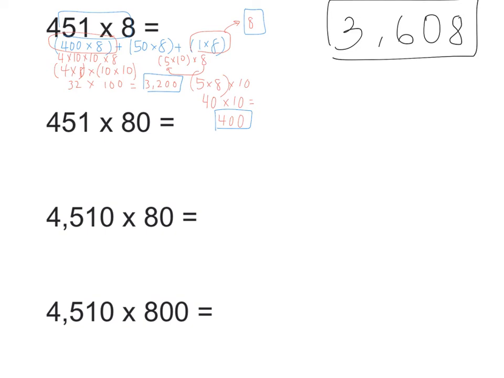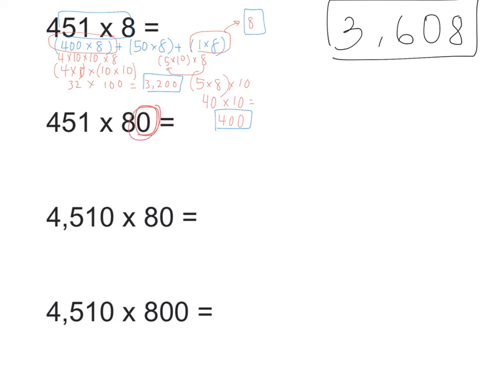Now let's see if we can use that information to solve these next problems. What's the difference between this problem, 451 times 80, compared to this one, 451 times 8? What part is different, Vasisht? What's the difference between these factors here and these factors here? Oh yeah, for the first one, 451 times 8, that has no 0. But 451 times 80, that 80 has a 0.